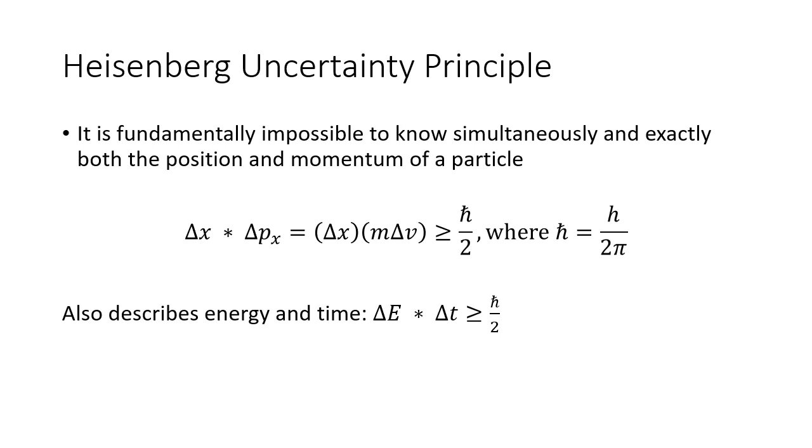Anyway, he applied this to a variety of experiments and discovered that it is fundamentally impossible to know simultaneously and exactly, as in very well, both the position and the momentum of a particle. So that's delta x times delta p x is equal to delta x times m delta v. Momentum, delta p, is equal to m delta v, FYI. So you can't know both of these things at once.